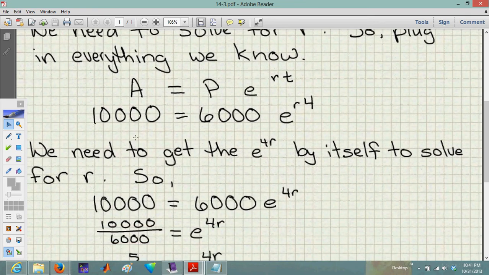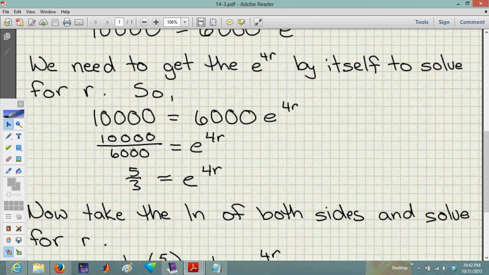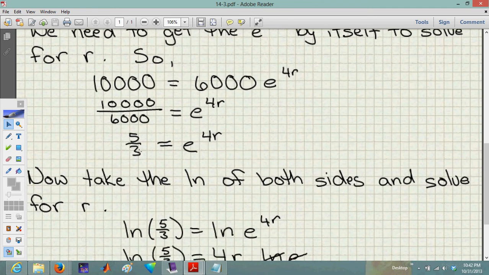So basically what we're going to do is try to get this E to the 4R by itself so that we can solve for R. Just like we were doing in the last homework set where we were solving for T on a lot of them, the first thing we had to do was get E to that exponent by itself so that we can take natural logs of both sides of the equation. So we've got 10,000 equals 6,000 E to the 4R. Okay, well, I can divide both sides by 6,000. That gives me 10,000 over 6,000 equals E to the 4R. And if I simplify that, I get 5 over 3 equals E to the 4R. Okay, so I've got my E by itself now.